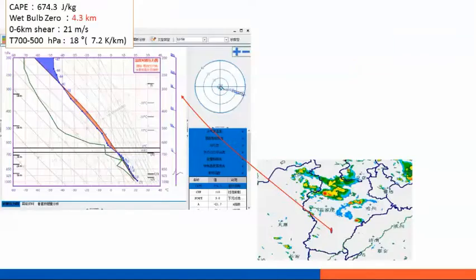Sounding measurements taken in Xingtai at 8 o'clock CST. Xingtai is located here. We talked about it before. The sounding indicates CAPE of 674.3 joules per kilogram. The height of the wet bulb zero temperature is 4.3 kilometers. The surface to 6 kilometers shear is 21 meters per second, which is very high. The temperature difference between 700 millibar and 500 millibar is 18 degrees. High lapse rate in the lower middle troposphere above.